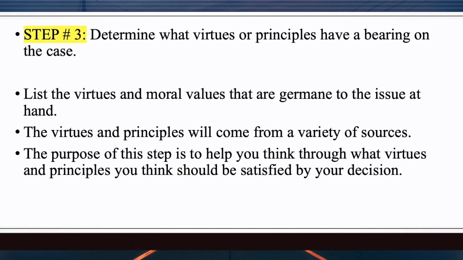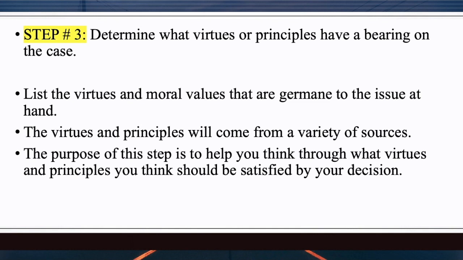Step 3, determine what virtues or principles have a bearing on the case. Okay, so now we're getting a little deeper than just the facts of the situation. Now we look at the virtues and principles that are going to be in play. List the virtues and moral principles that are germane to the issue at hand. The virtues and principles will come from a variety of sources. It can come from the facts, so you can get some of those virtues from the facts, like maybe what type of person is involved, or their character traits, or their negative principles, or whatever. It can come from a variety of sources.